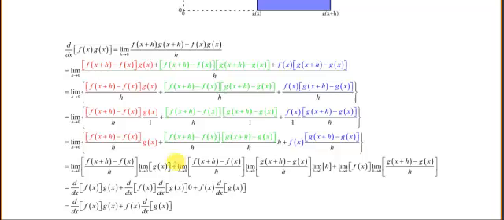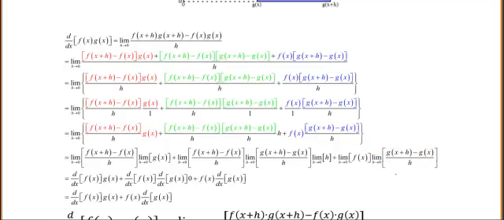Then plus the limit of f of x plus h minus f of x all over h times the limit of g of x plus h minus g of x all over h times the limit of h. Again, all of these are as h approaches 0. And then plus the limit of f of x as h approaches 0, times the limit of g of x plus h minus g of x all over h.